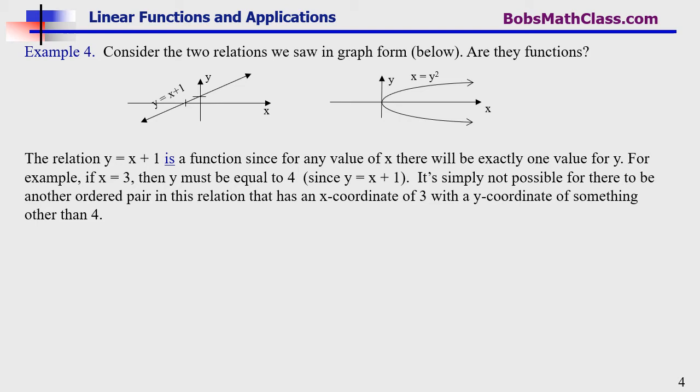So it is not possible for there to be another ordered pair in this relation that has an x coordinate of 3. So an x value of 3 will only give you 4, no other number.